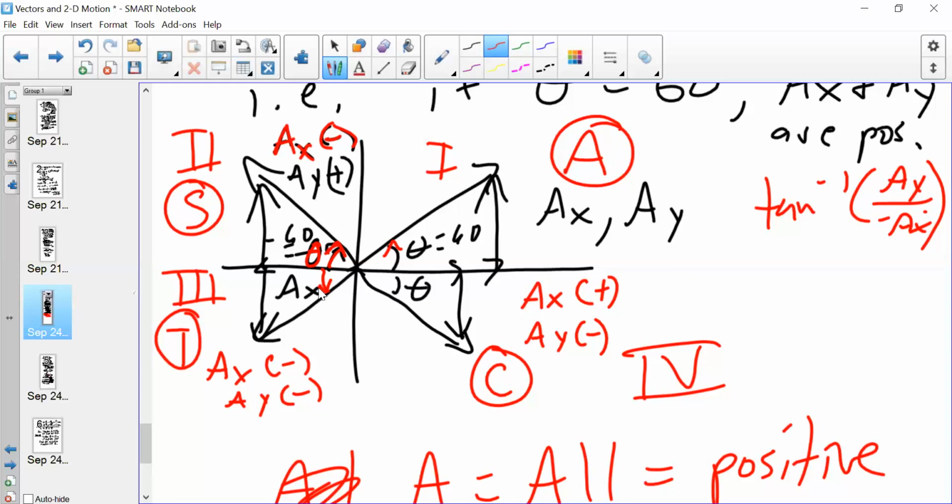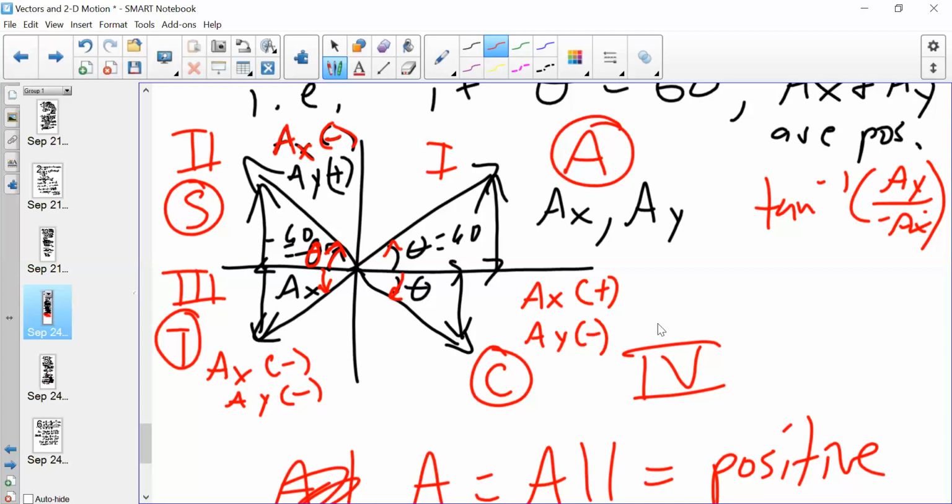So positive, positive, and this angle here coming from the x-axis this way will be a negative angle, right? Because it's going clockwise, but its complement will be positive. Well, as long as you're going in a counterclockwise direction.